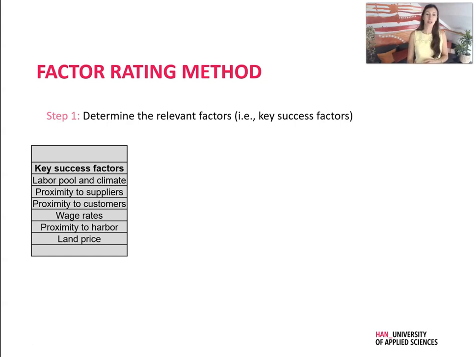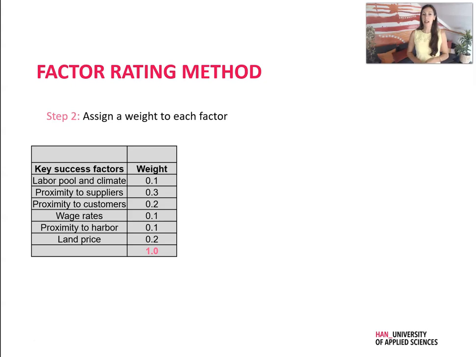The second step in this method is to assign a weight for each of these factors. So which of these factors is most important for that specific company? If we're looking at this example, we would say that proximity to supplier is the most important factor, while wage rates, proximity to a harbor, and labor pool and climate are important, but less relevant. You notice that all these weights should add up to 1. So they are all percentages, so they should all add up to 100%.